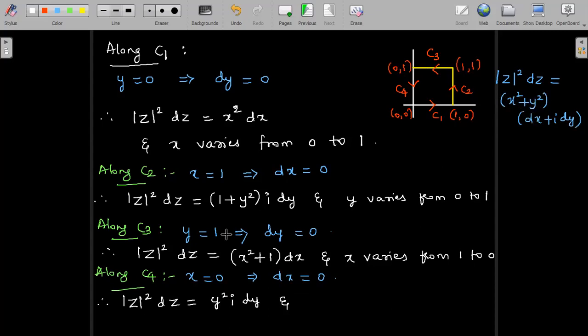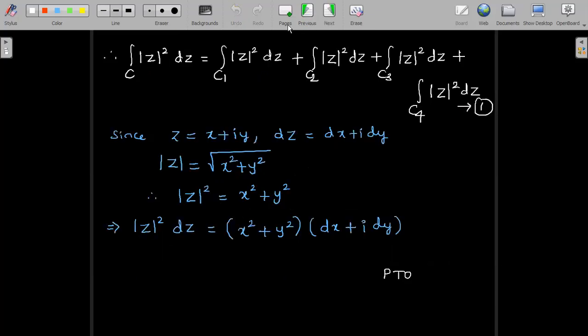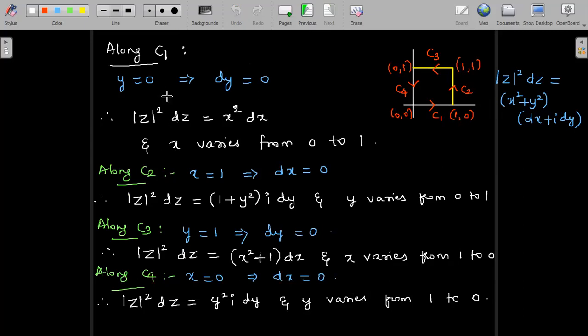And let us write down the limits for y. y varies from 1 to 0. Again, this is looking into the figure. Now all these, whatever we represented, we need to now substitute into equation 1. So what is equation 1? This is equation 1 for us. So along C1, what is |z|² dz? We saw just now, along C1, |z|² dz is x² dx, and we will write down limits for x varying from 0 to 1.